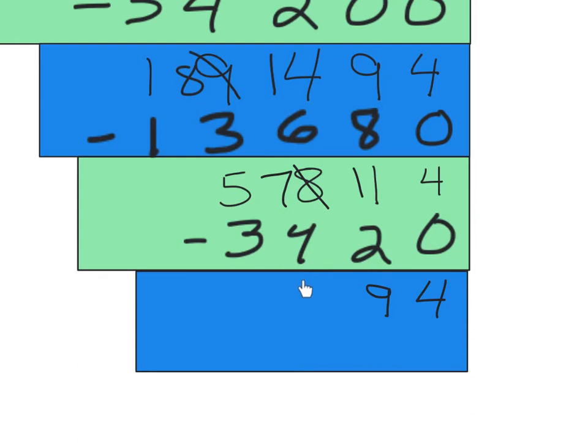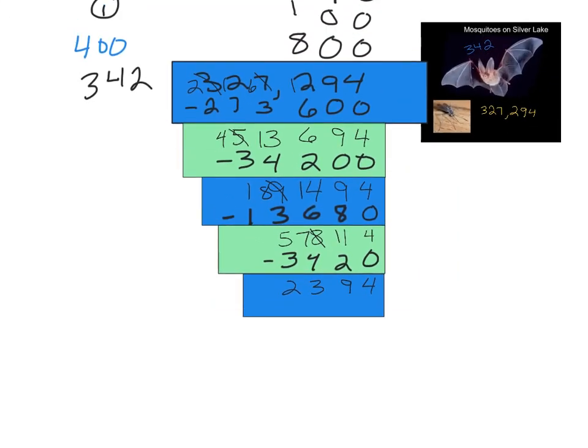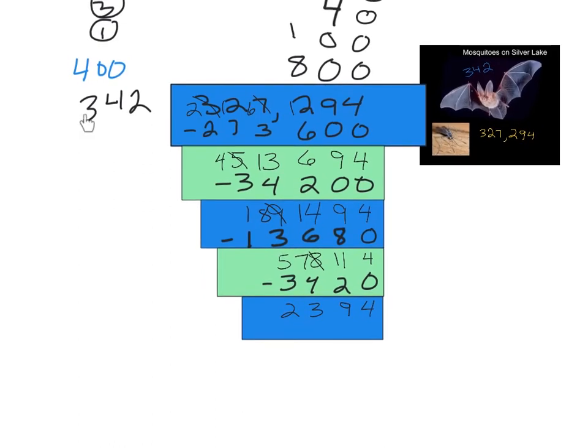7 minus 4 is going to give me 3. And 5 minus 3 is going to give me 2 right there. And so now I'm looking at the 342 going into 239. It will not fit. So now I'm working with the whole number 2,394. And I'm going to use my 400 as my estimation once again.